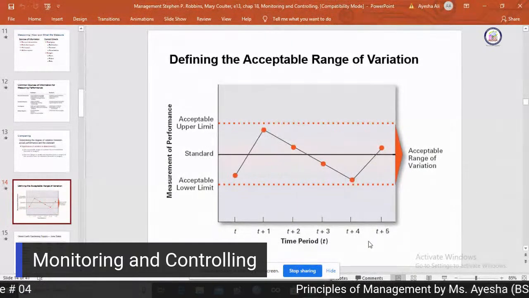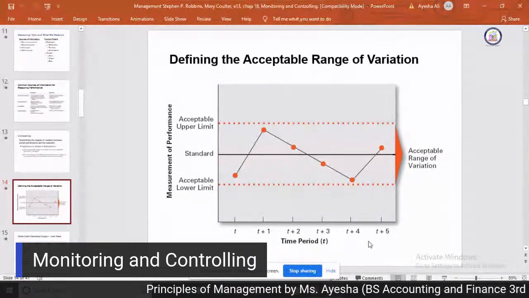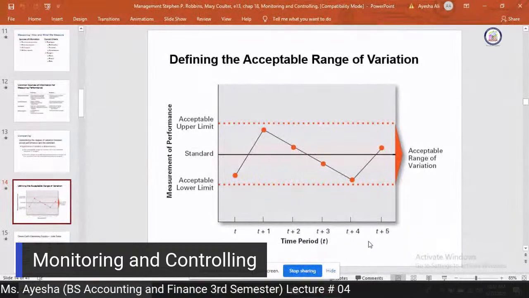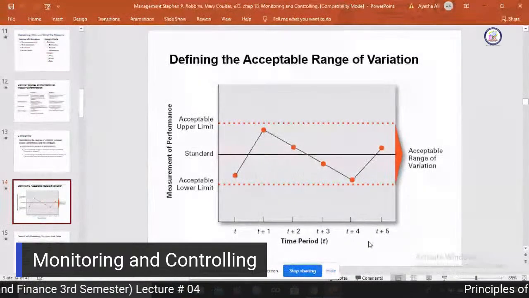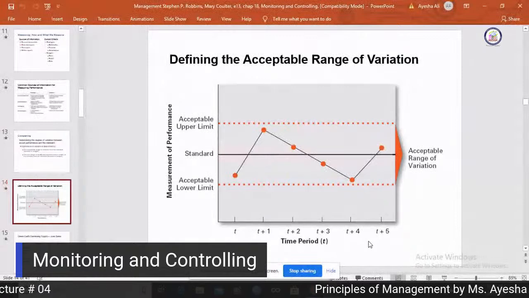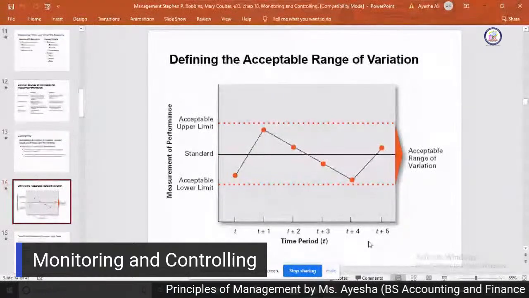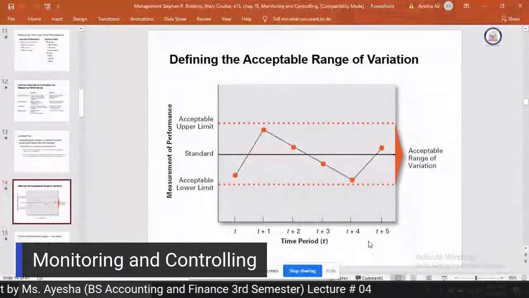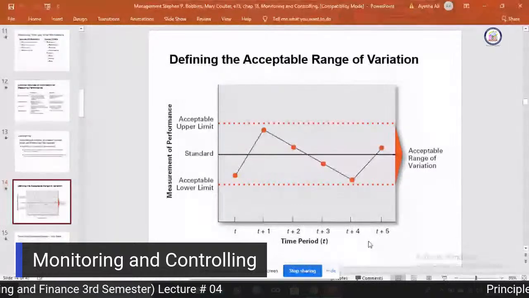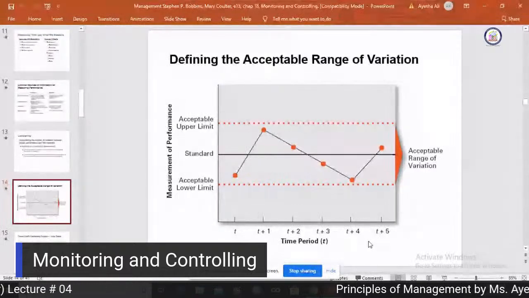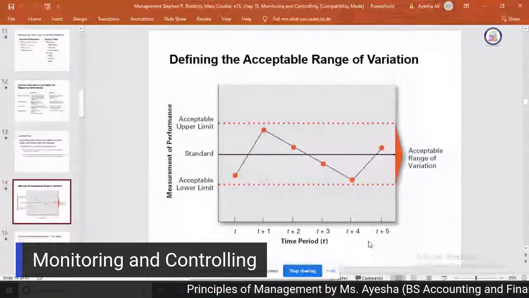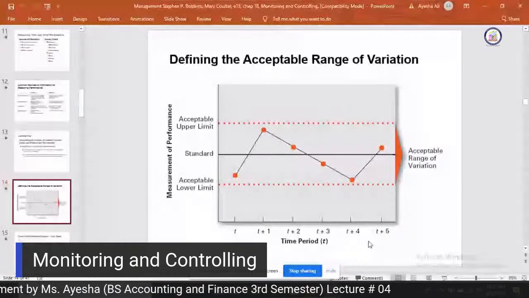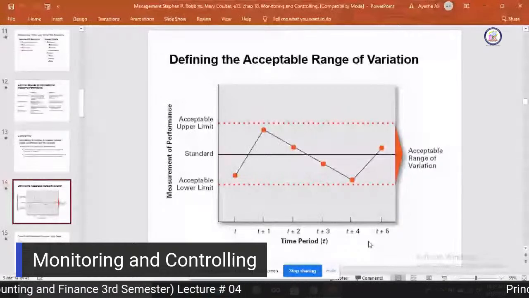It is the graph, but the important thing here is that it is in the acceptable range. So it is an insignificant variation. It is acceptable, and if the variation is acceptable, we don't have to do anything. But if it is significant, then we take action.